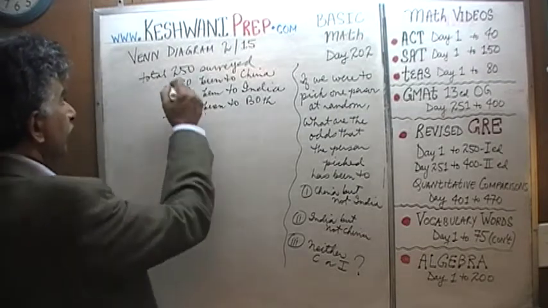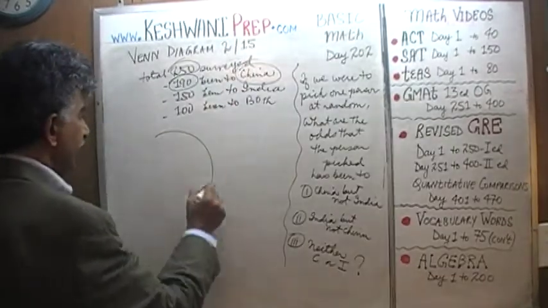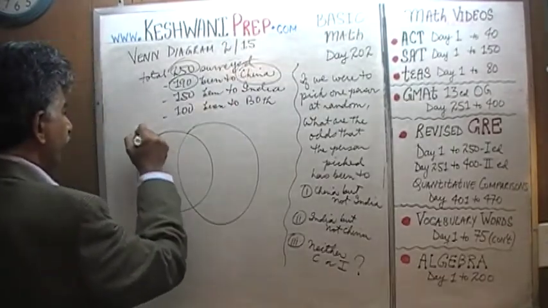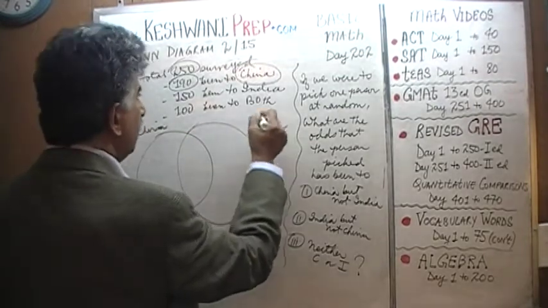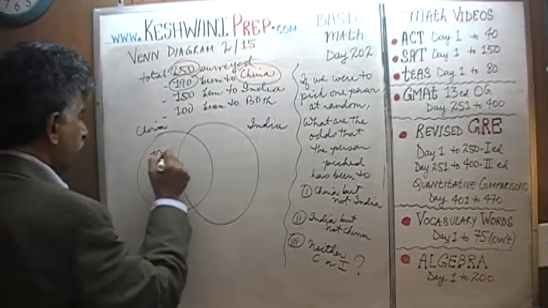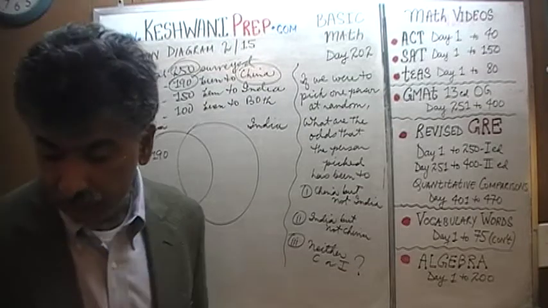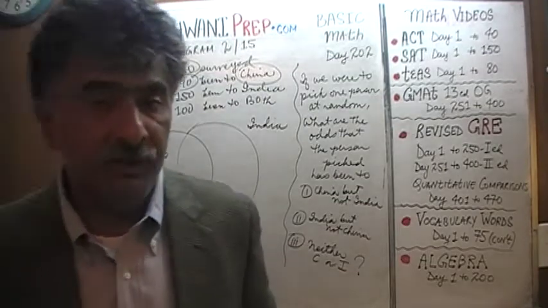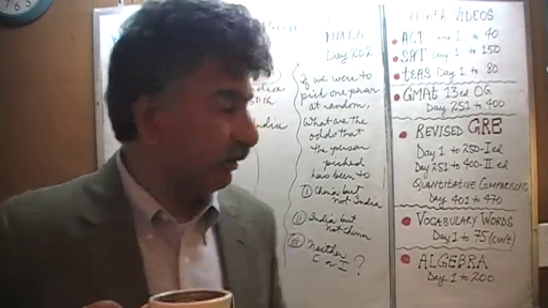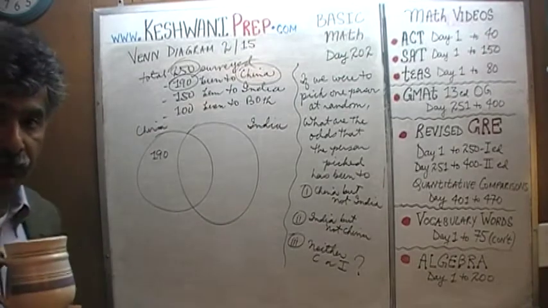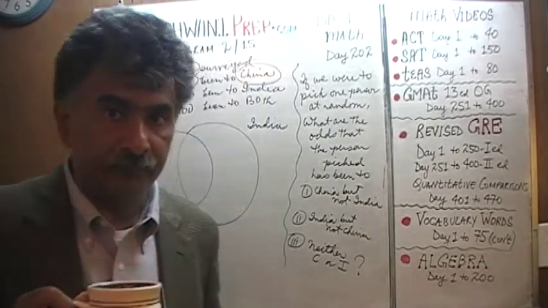Here's our Venn diagram. We have 250 total, that's important to keep in mind. 190 have been to China. So here's our China, here's our India. 190 people. It's not actually a bad idea to pause the video right now and do it yourself. I forget to remind you sometimes, but even if I forget, you should do this instinctively, as a habit. As soon as I finish setting up the problem, pause the video and do it yourself, and then compare your work against the work that you and I are about to do. Okay?